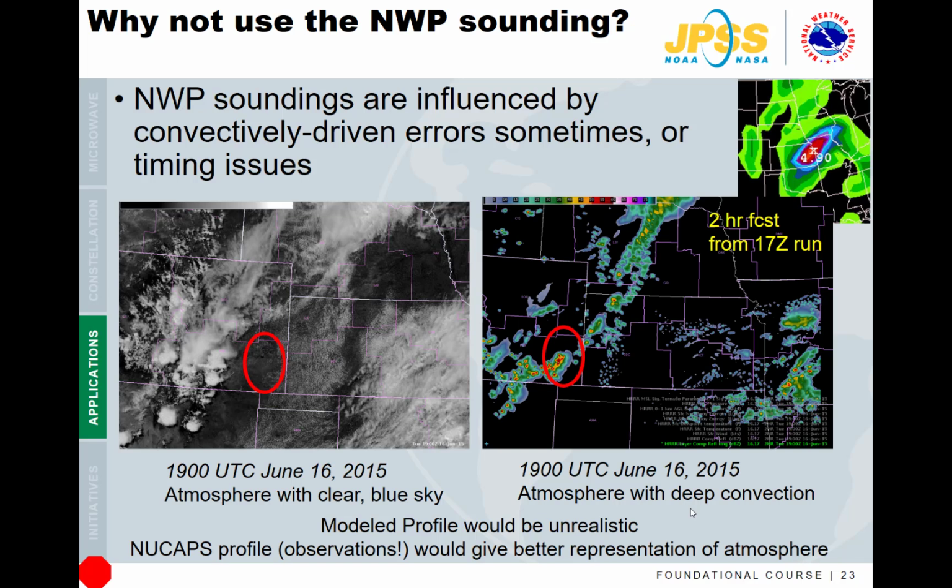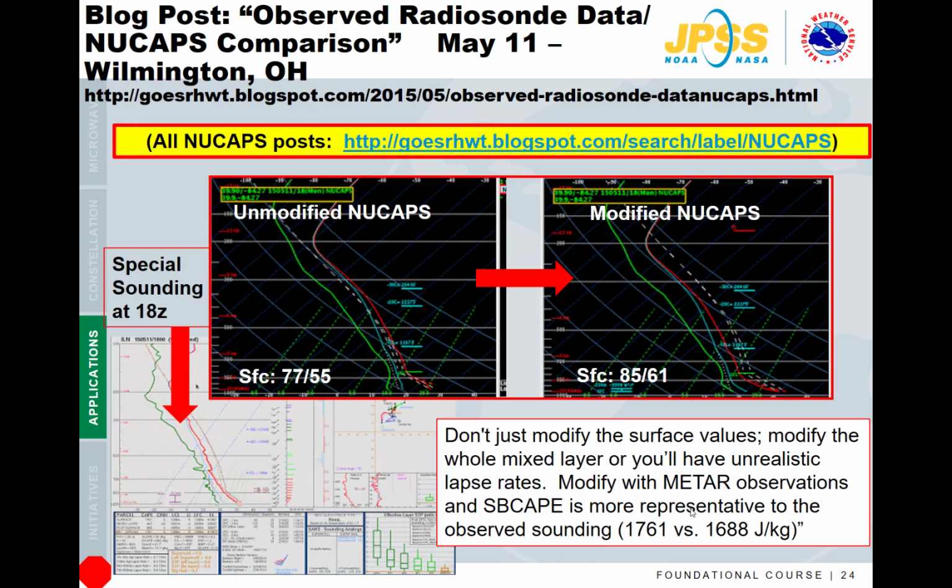Maybe you're asking yourself, why not just use model output to estimate the current thermodynamic state of the atmosphere? Well, models can be wrong. Satellite observations are less likely to lead you astray. NUCAPS observations are most robust in the mid-troposphere.